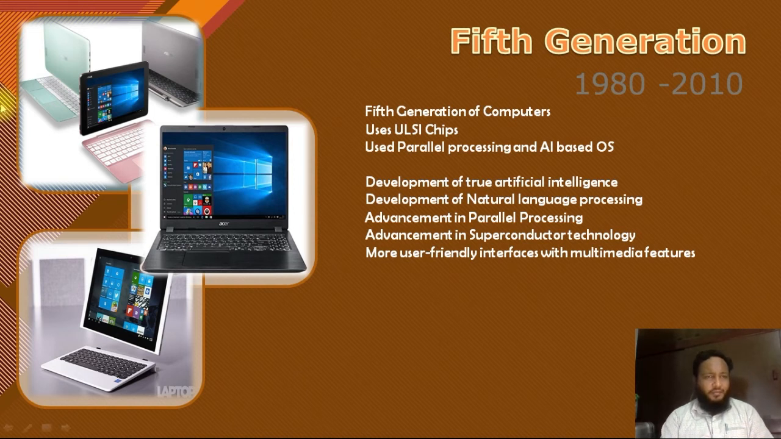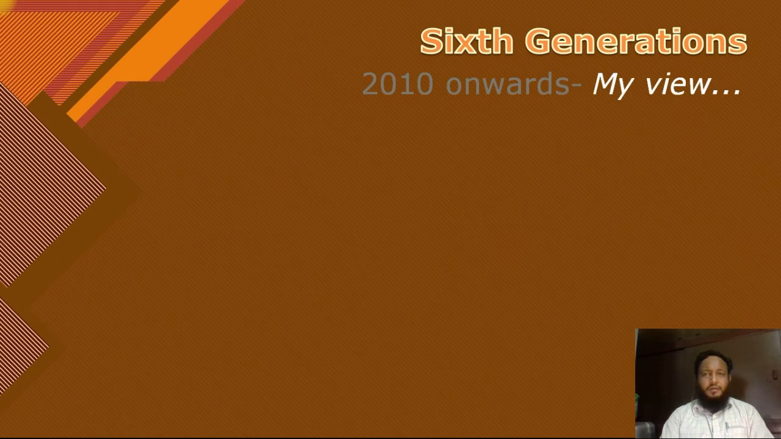So the size we are able to see is very small, like laptops also came in those days. These use AI based software. Laptop is one example. Chromebook is also one more example. Ultrabook is also one more example for the fifth generation.